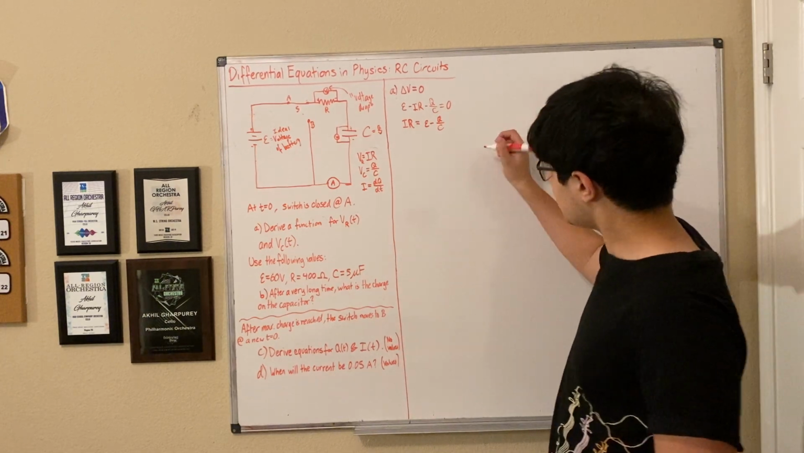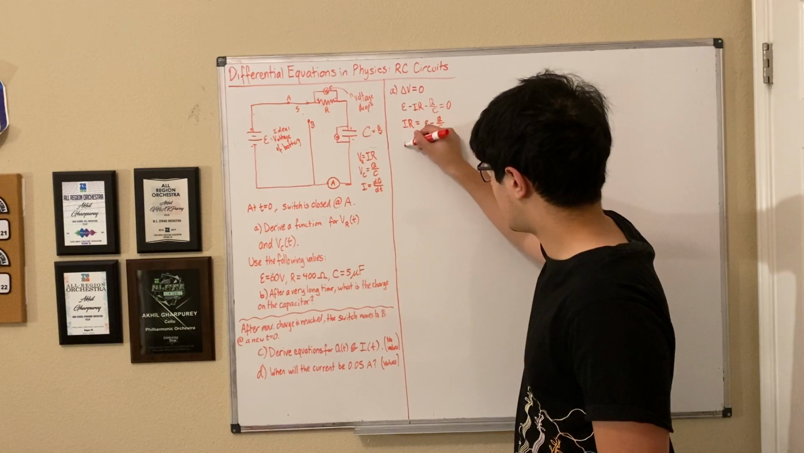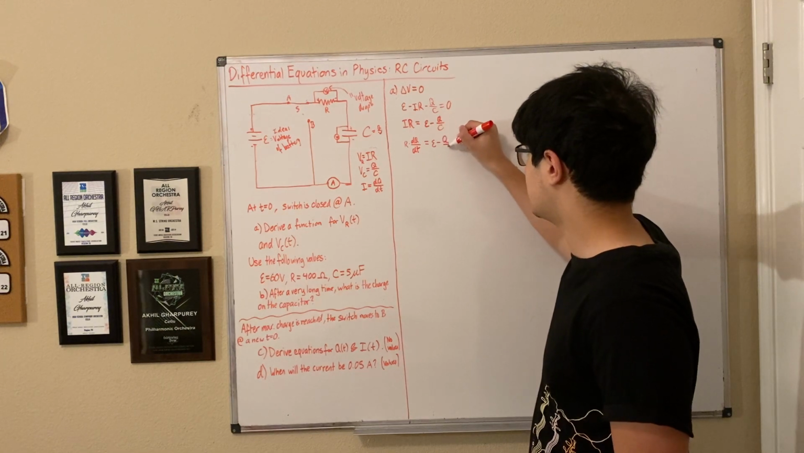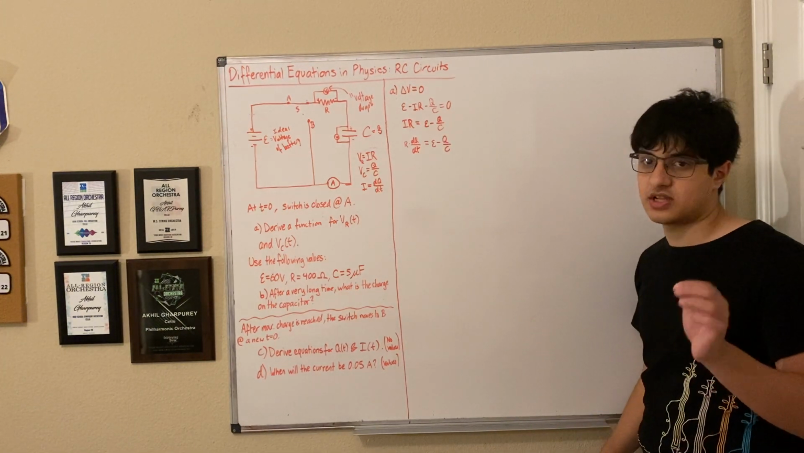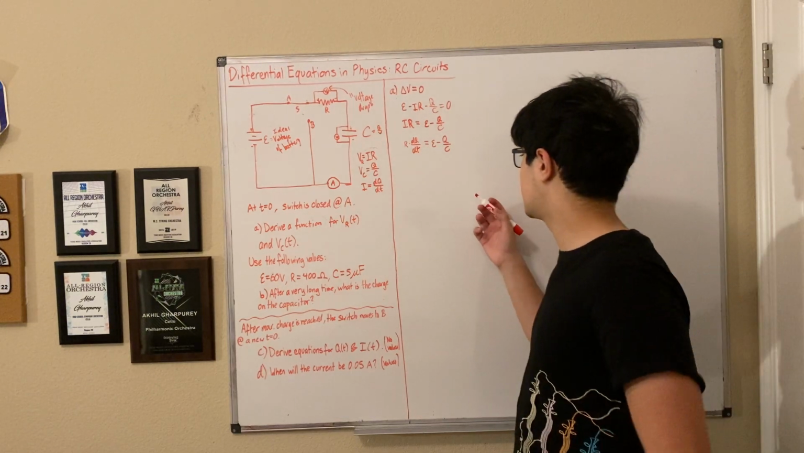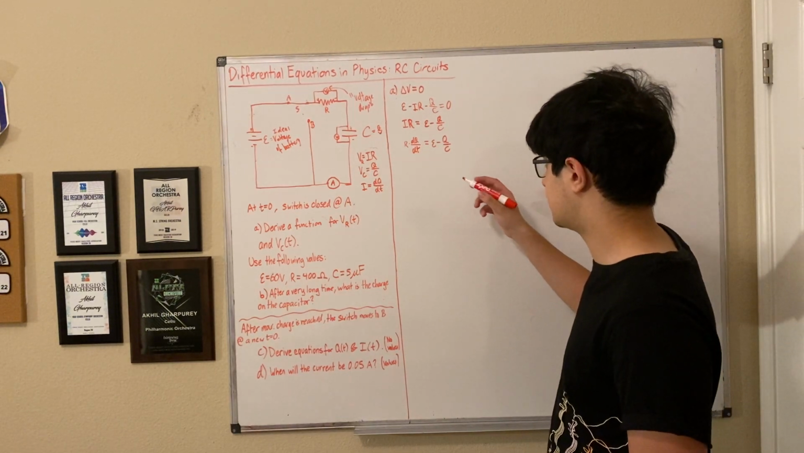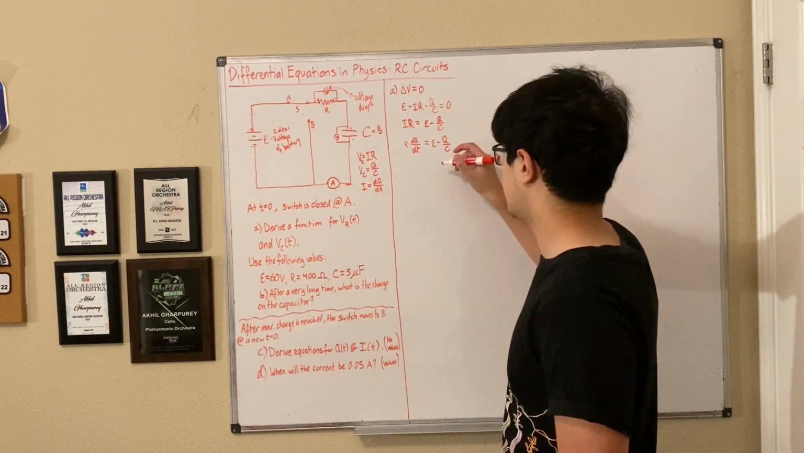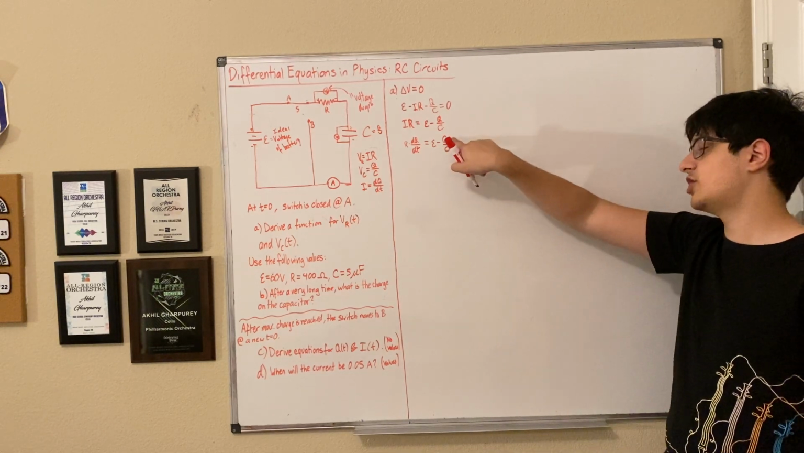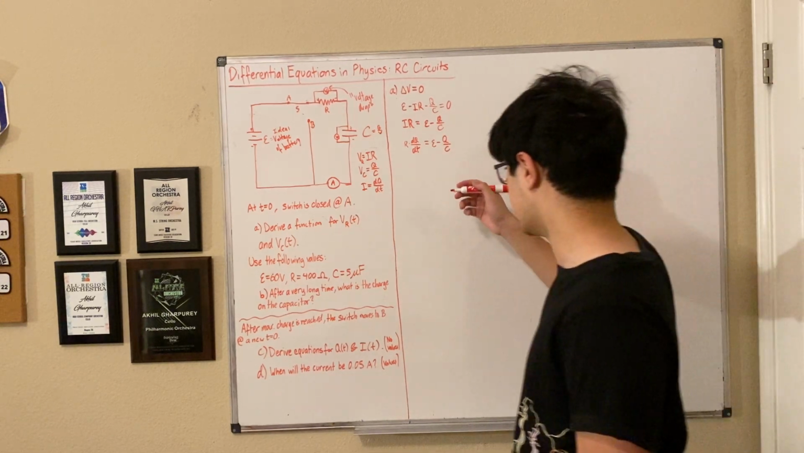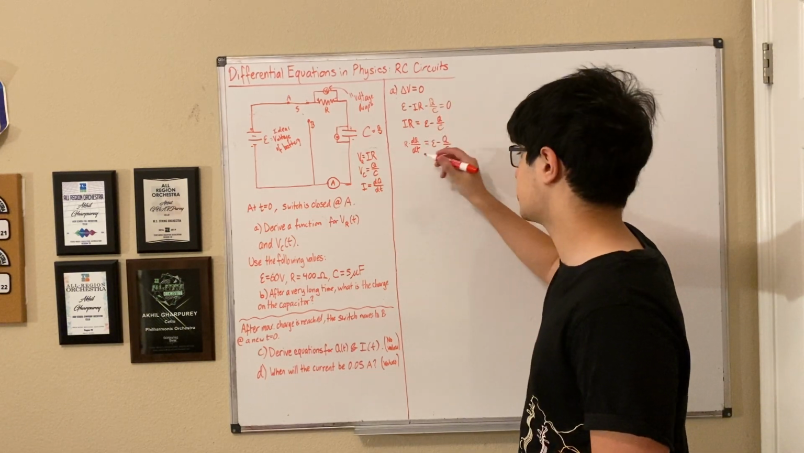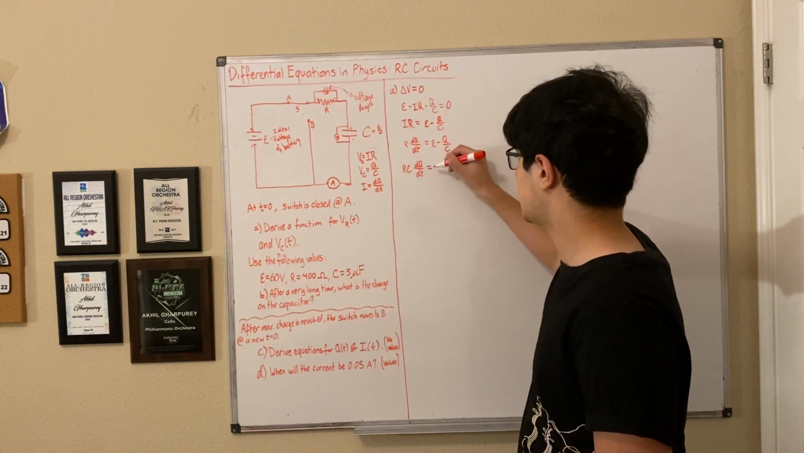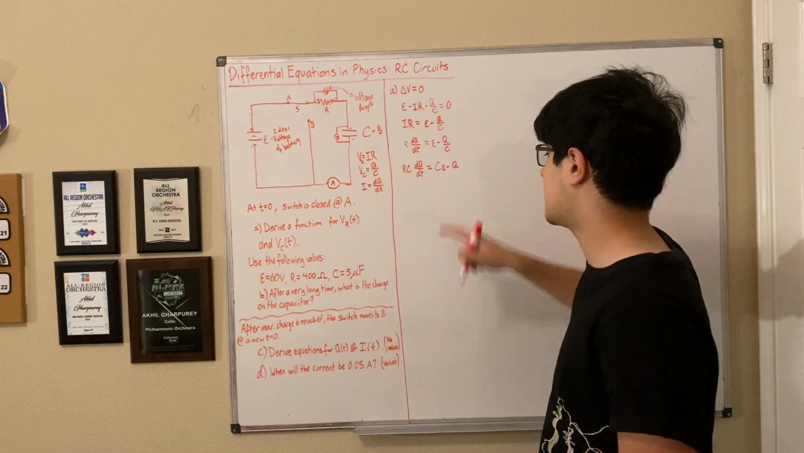Therefore, we can say that R times the derivative of charge with respect to time is equal to epsilon minus Q over C. But let's clean this up a little bit. What we're going to do is multiply both sides by C, because we see that we have this Q here, but it's being divided by a C. That looks pretty unfriendly. So we multiply both sides by C, as I just said. So RC times dQ over dt is equal to C times epsilon minus Q.